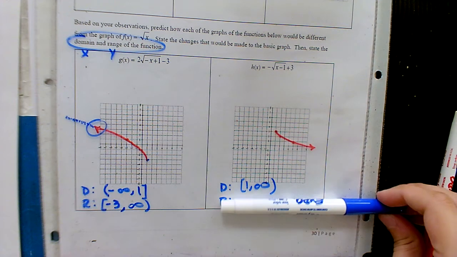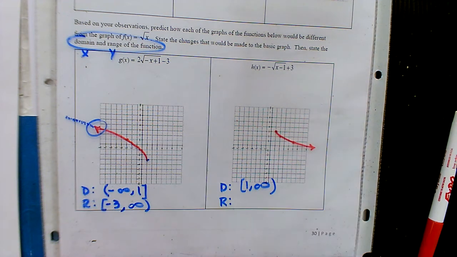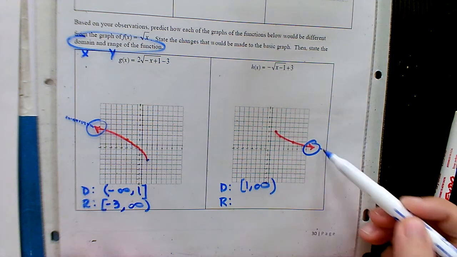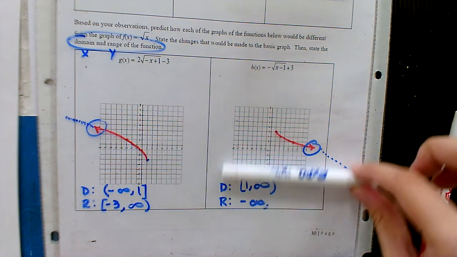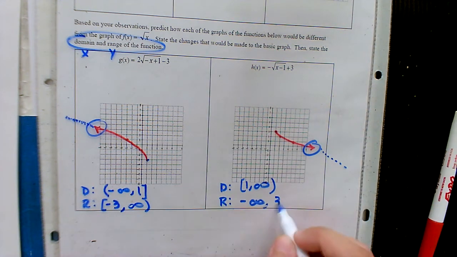Let's do the same thing for range. We're going to go low to high. How low does it go? Negative infinity, good. The arrow is going to continue downward. And drag your pencil up, where does it stop? 3, good. Can we touch negative infinity?